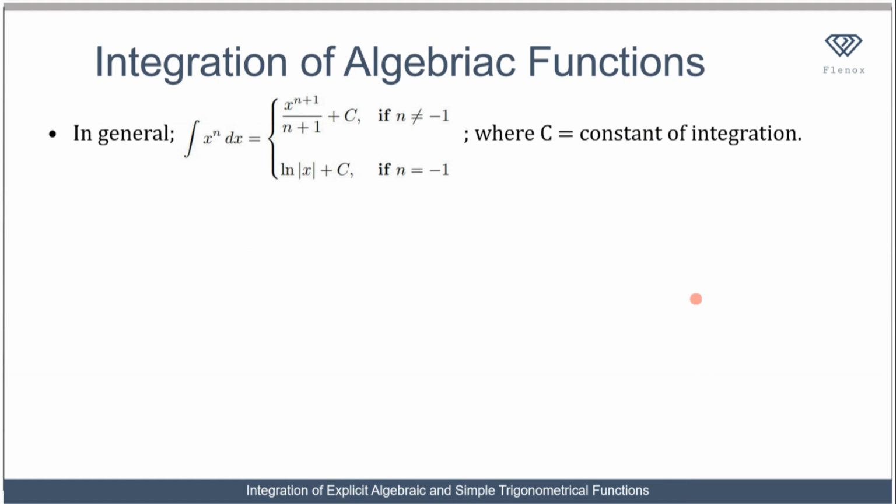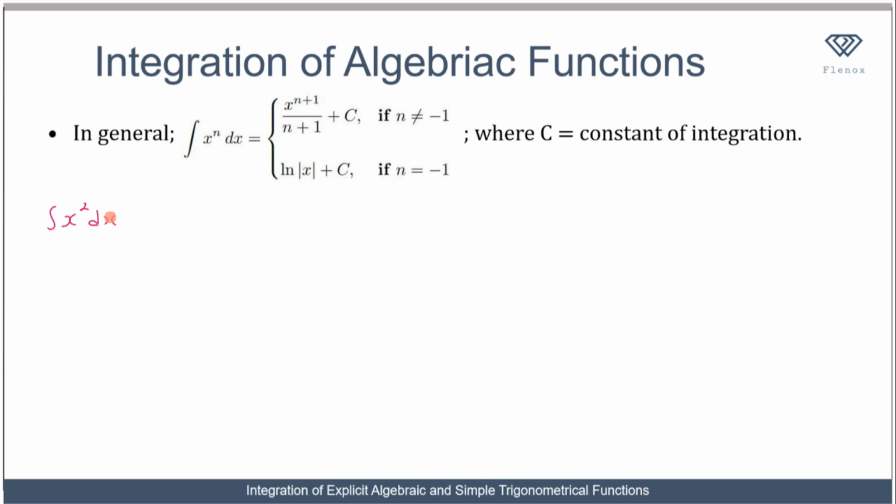So now to integrate an algebraic function, it is given by this general formula. We are told that the integral of x raised to the power n is equal to x raised to the power n plus 1 over n plus 1, then plus c. c is the constant of integration. So what do I mean by that? Let's try, for instance, to integrate x raised to the power 2 with respect to x.